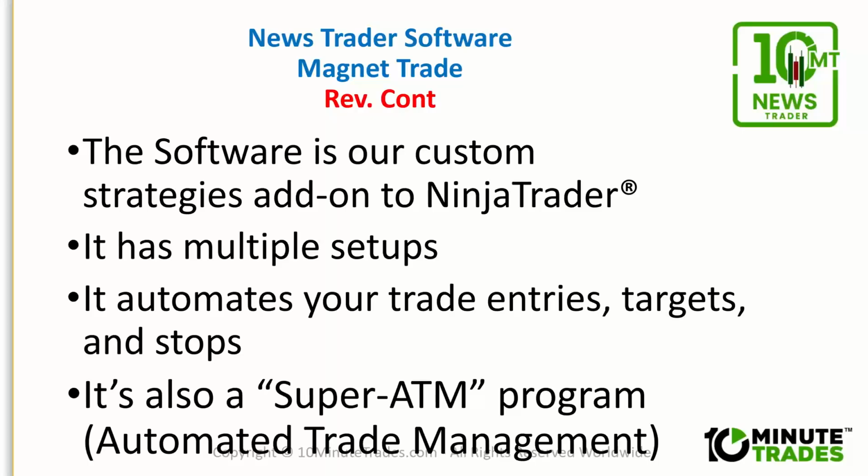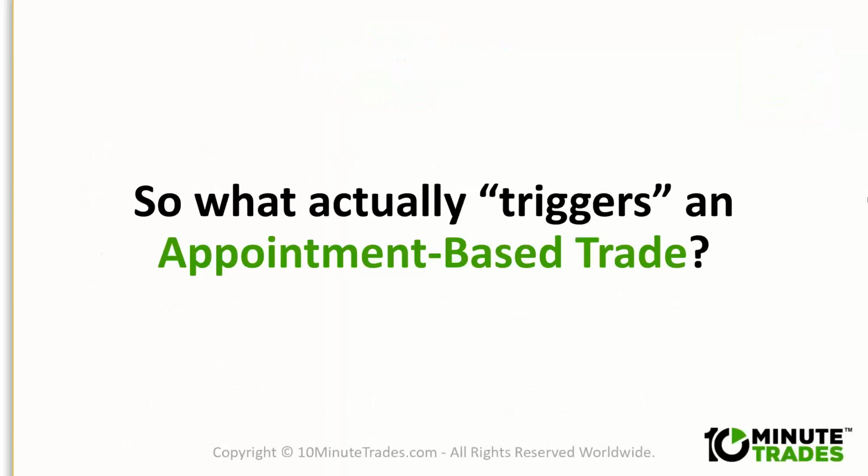Our software is what we call a super automated program, an ATM, automated trade manager. It has trailing stops. You can move your stop if your first or second target gets hit. It's a way to control your trades without having to learn the ATM language that's part of the NinjaTrader platform. Using our software, it's much easier to manage your trades than to have to learn how to program an ATM.